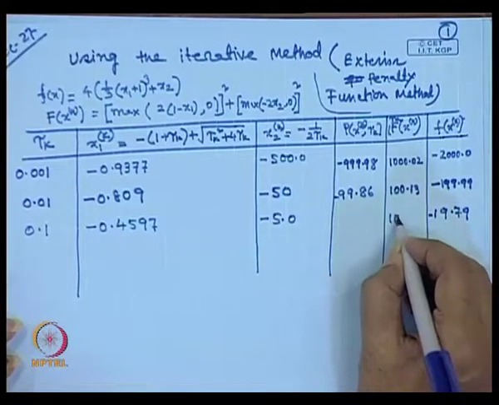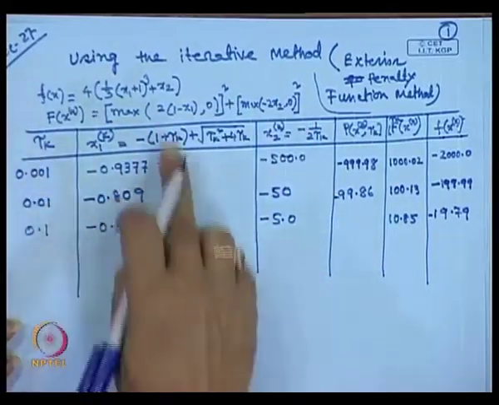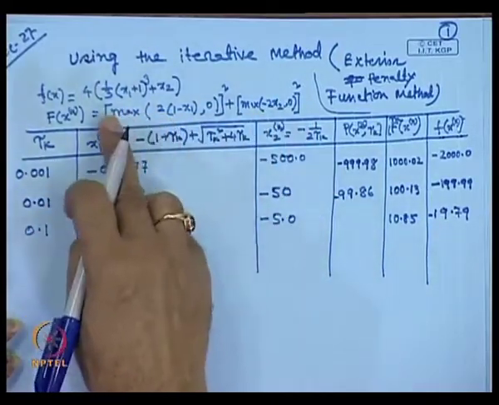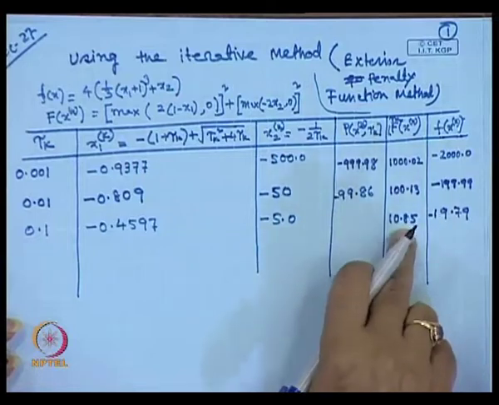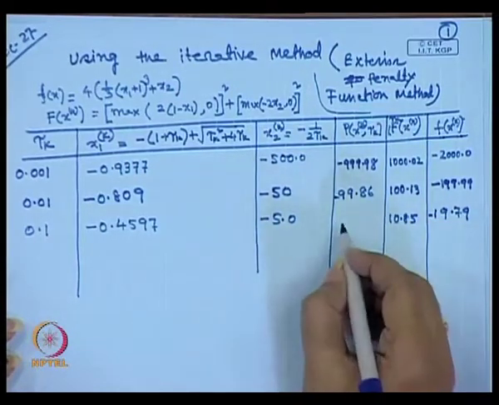Now see this point: our feasible region is x1 greater than or equal to 1 and x2 is greater than 0, but both are not satisfied here; still it is an infeasible region. So, we need further iterations.